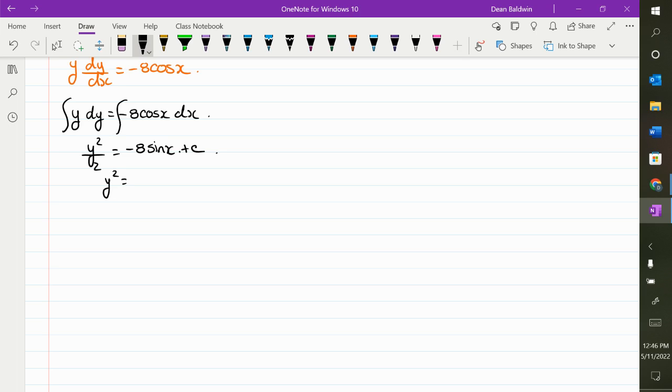Most questions are going to be like find the function, right? So we multiply the 2 up and we get negative 16 sine x. What's 2 times c? 2c. Oh, you can leave it as c. You just write it as c. 2 times a constant is some constant, right?